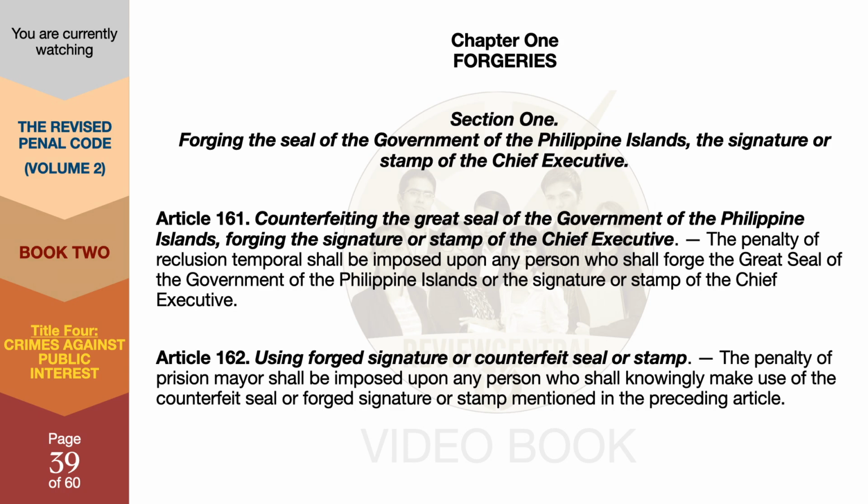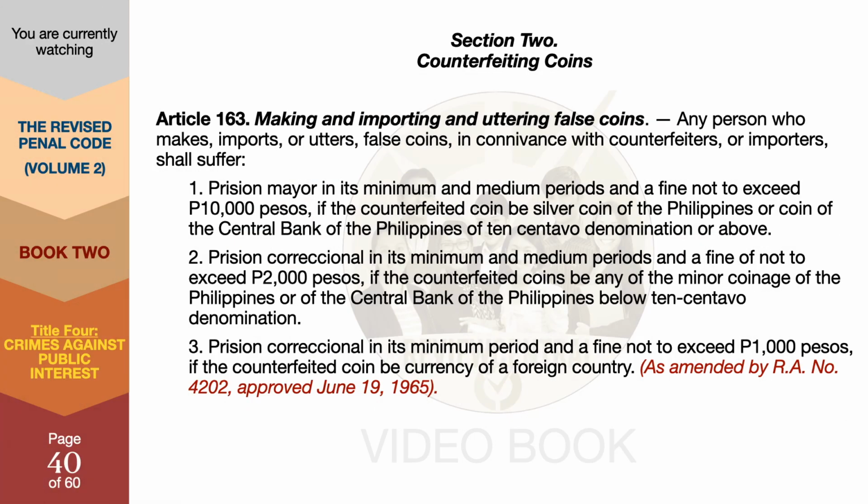Article 162. Using forged signature or counterfeit seal or stamp. The penalty of prisión mayor shall be imposed upon any person who shall knowingly make use of the counterfeit seal or forged signature or stamp mentioned in the preceding article. Section 2. Counterfeiting coins. Article 163. Making and importing and uttering false coins.